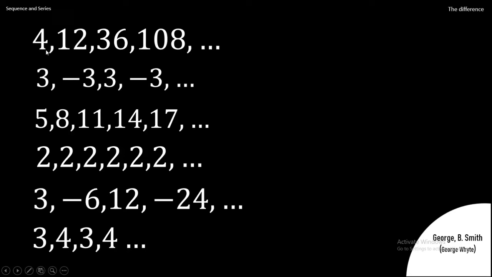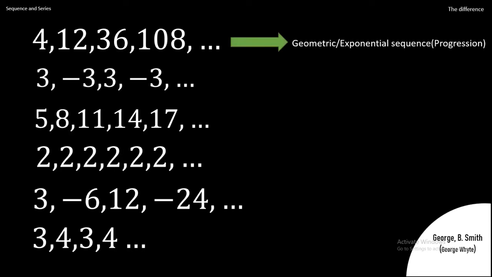Now in this first case we have this sequence. When you multiply this by a number, you get this. You multiply it by that same number, you get this. Multiply by that same number, in this case 3, you're going to get this. This kind of sequence is called a geometric or an exponential sequence. This is where you see the term GP. GP simply means geometric progression. So we call that a progression, geometric progression.